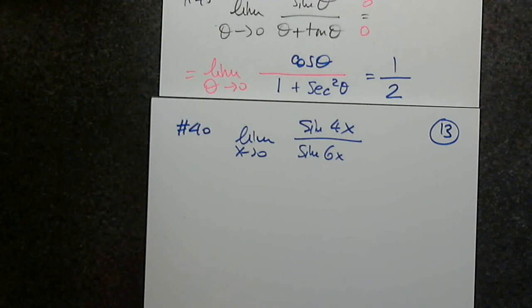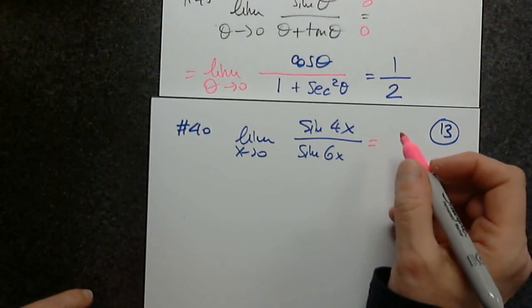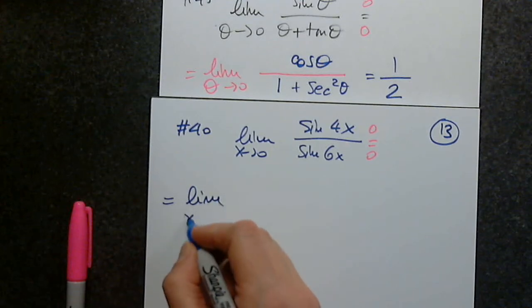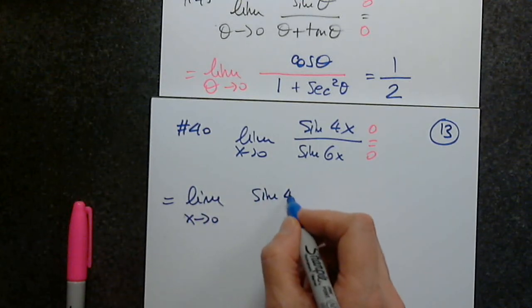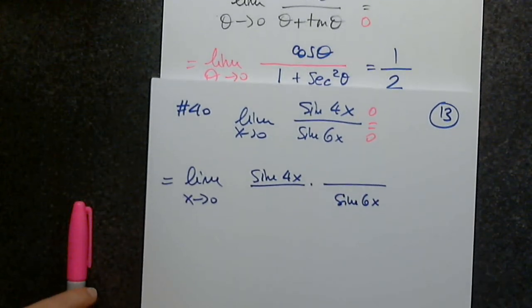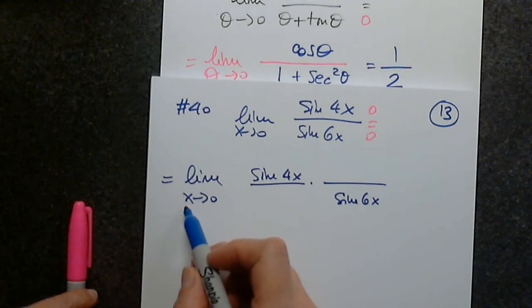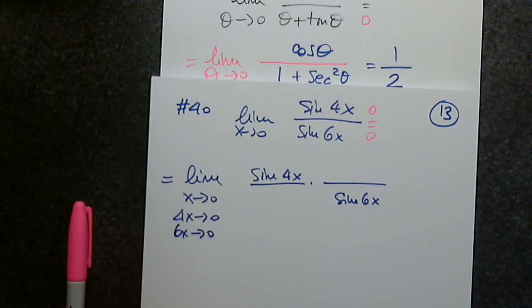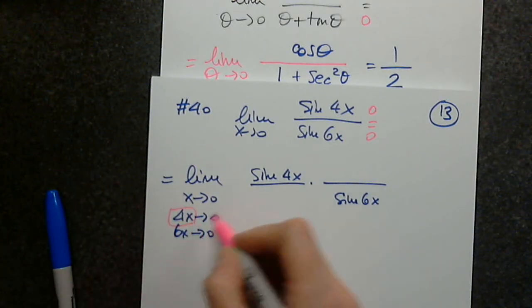So where does this go? The top and the bottom? Yeah, but I cannot use L'Hopital's rule. Good. So a very simple algebraic manipulation. I hope you agree that when we look at x approaches 0, we really mean 4x approaches 0, and we also mean 6x approaches 0. No doubt, right? If x approaches 0, 4x and 6x both approach 0. Agreed? Perfect.